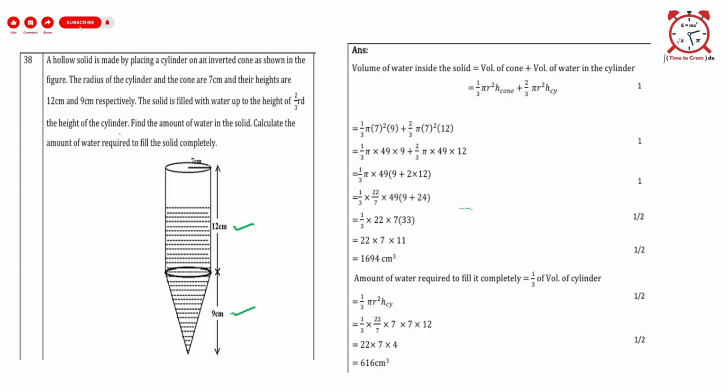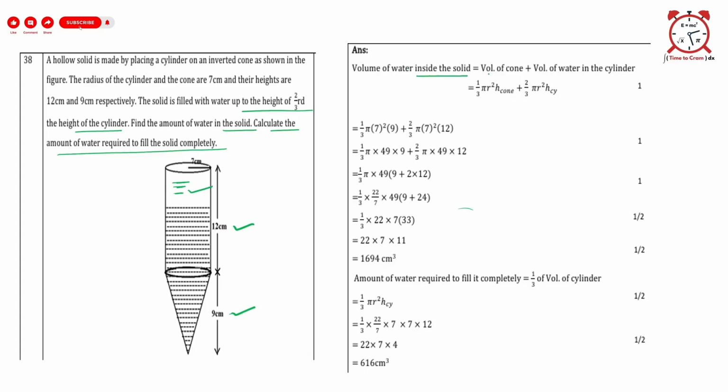The solid is filled with water up to a height of 2/3 of the height of the cylinder. It is very clearly visible here. Find the amount of water in the solid, meaning how much water is there, that we have to calculate, and then calculate the amount of water required to fill the solid completely, meaning in this vacant place how much water we can fill. So first of all, the volume of water inside the solid.